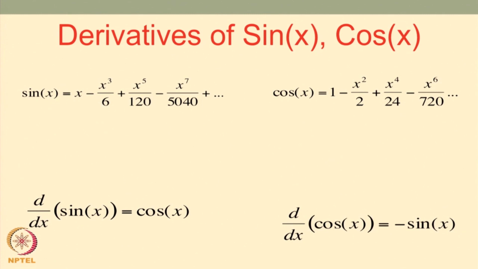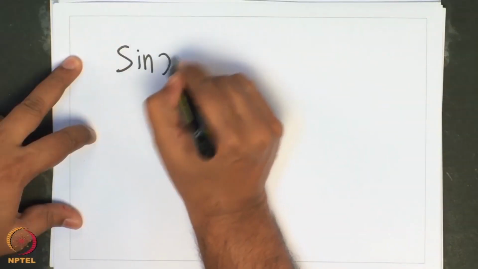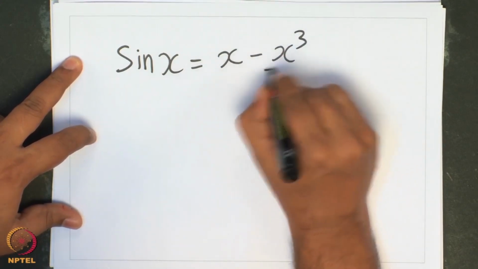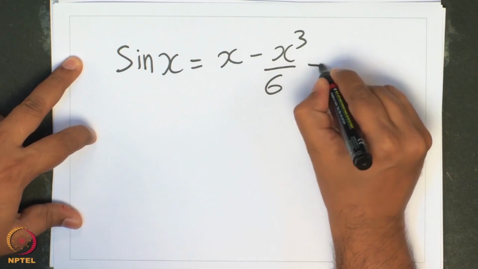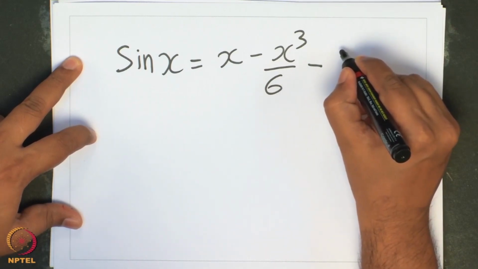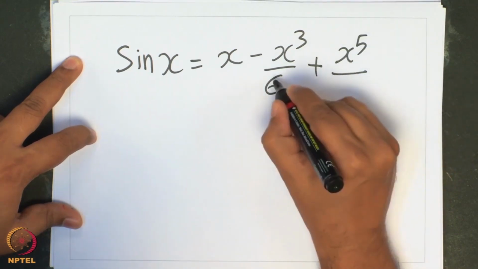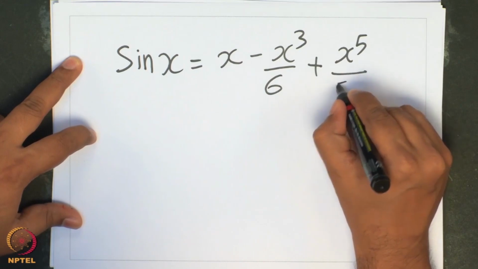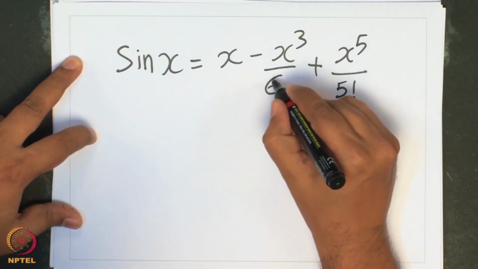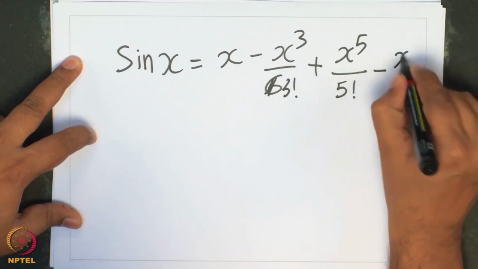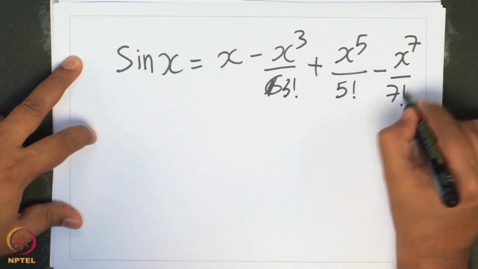Like we mentioned in the last lecture, the function sin x can be written as x minus x cube divided by 3 factorial, plus x power 5 divided by 5 factorial, minus x power 7 divided by 7 factorial, and so on and so forth.